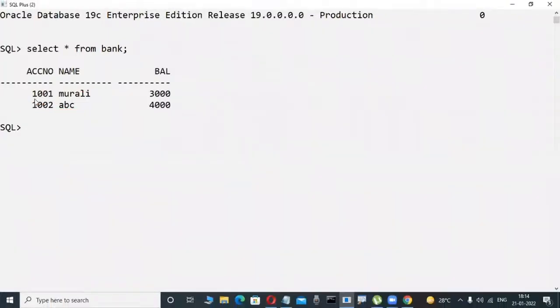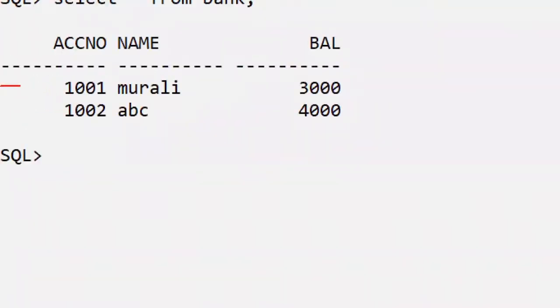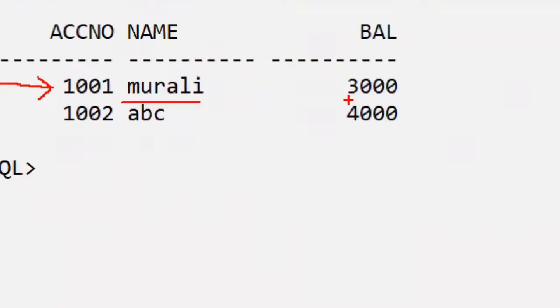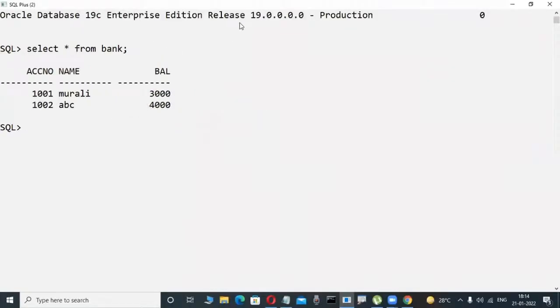Suppose this data, observe it for 1 minute. 1001 is an account number. My name is Murali, I'm an account holder. My balance is how much? 3000. Observe here, my balance is 3000, for example.